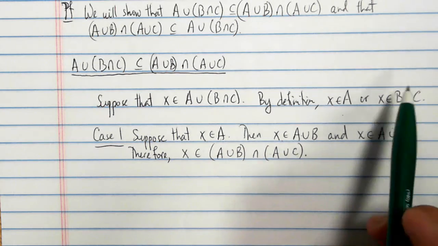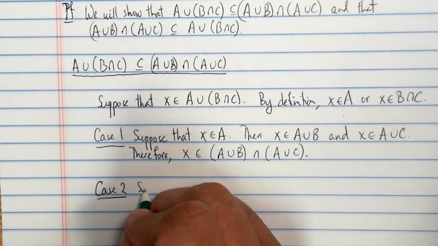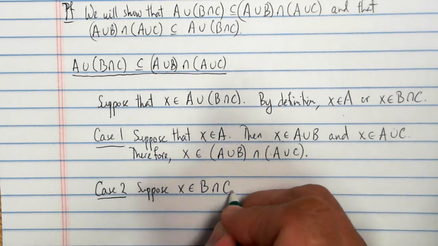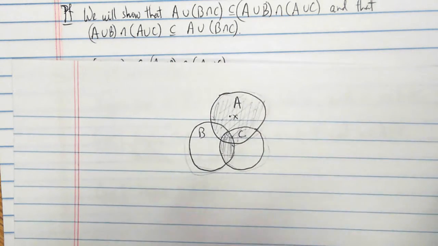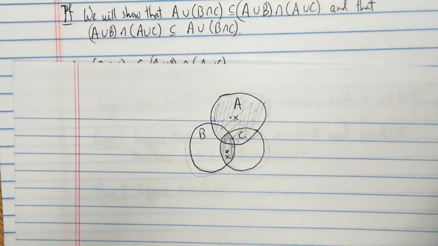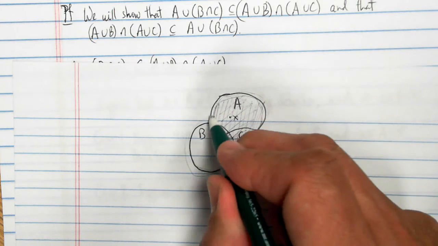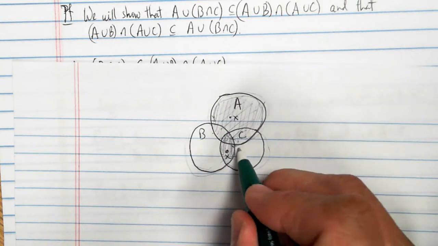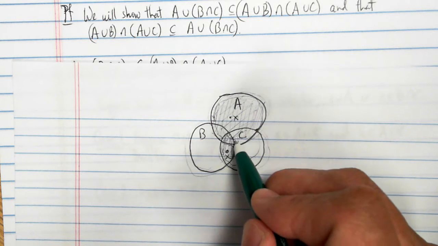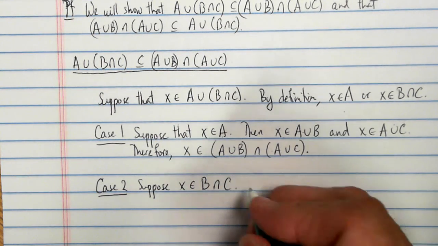The other case is that X is in B intersect C. So case 2. Suppose that X is in B intersect C. Again, let's refer to the picture. Suppose that I have a point X here that is in B intersect C. Again, this point X will then be in the union of A and B. Also, this point X will be in the union of A and C. And so it'll be inside of both unions, and therefore in the intersection of those unions.